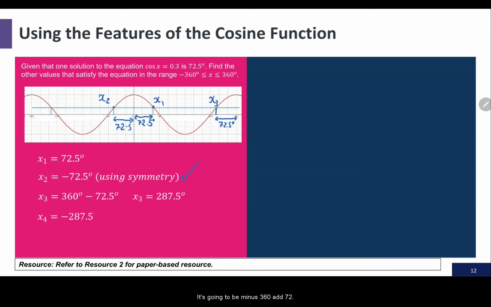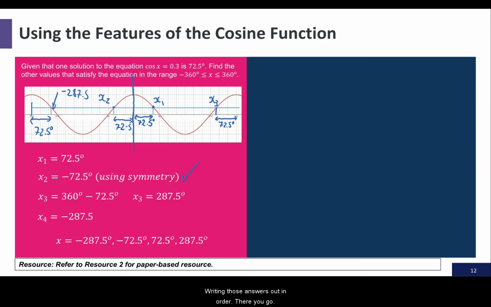it's going to be minus 360 add 72.5. So if I have a look over here, this gap here is also going to be 72.5. So this one here, look, is minus 287.5, or we know that it's symmetrical about there. So I could have found these two and then used the symmetry. So in some ways the cosine curve is easier to use than the sine curve. Writing those answers out in order. There you go.